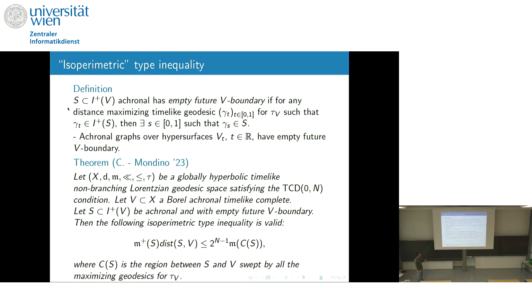is bounded from above by the measure, so the volume, of the cone built from V to S. So exactly this region here. This C_S is the region between S and V, swept by all the maximizing geodesics for tau V. It means all the integral lines leaving from V and reaching S. From the dimensional point of view, we don't have the presence of powers restoring the dimensionality, but we have a codimension 1 object multiplied by a distance, so it fits with the full dimensional object here. That is the measure of the cone.